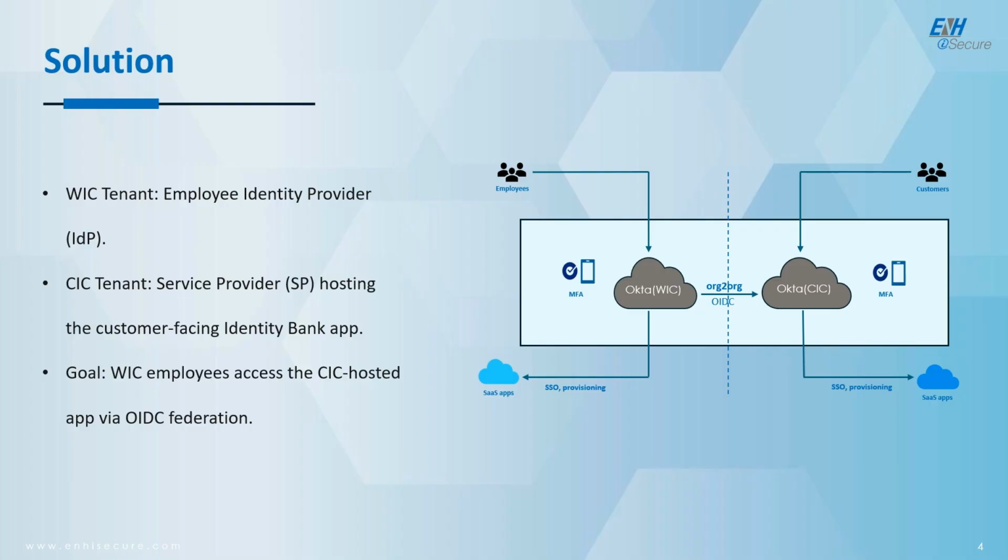To address the challenges highlighted in the previous slide, our solution implements federation between the two Okta tenants, WIC and CIC, using the OpenID Connect protocol. In this configuration, the WIC tenant functions as the identity provider responsible for authenticating employees using their existing credentials. Meanwhile, the CIC tenant acts as the service provider, hosting the customer-facing identity bank application that these employees need to access. The primary objective is to enable WIC employees to access the CIC-hosted application seamlessly through OIDC federation.